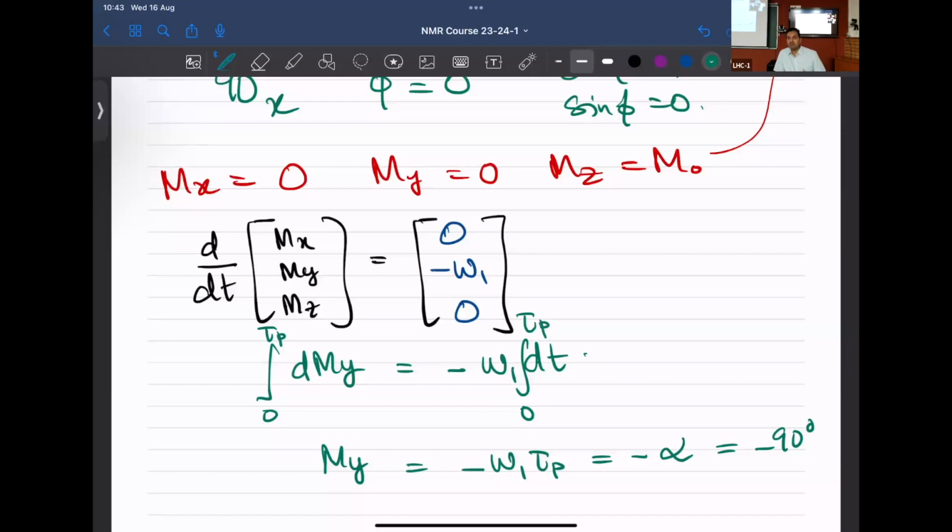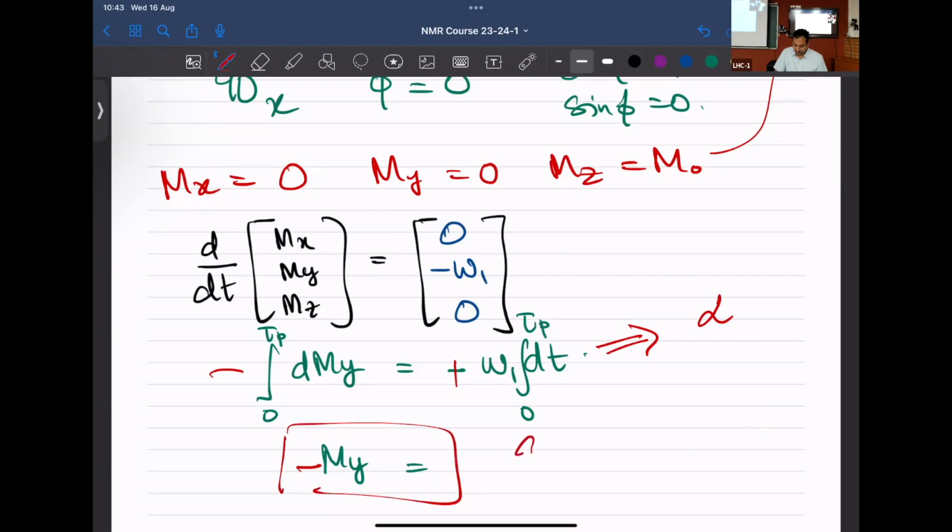I'm not saying minus y equal to 90 degrees. That's not what I'm trying to say. I'm just trying to give you an idea what is the effect of a 90-degree pulse and where you end up. So let me not write this. You guys are able to realize that on the right-hand side, I can always take the minus sign to the left-hand side and make this plus. And omega 1 tau p is alpha. So basically, the effect of a 90-degree x pulse will be a magnetization along minus y.